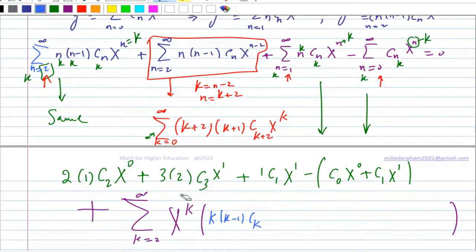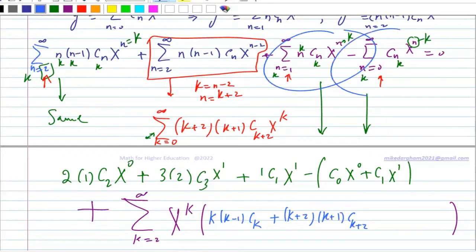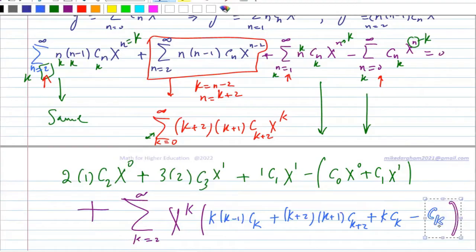I am in the second sigma. What shall I write? I write what I see. What is it? Plus k plus 2, k plus 1, ck plus 2. Finish. Where am I? I'm in this and that. It is what? Plus k, because all those are in k. ck. xk is taken. Finish. And the last one is minus ck. Is it okay? Good.